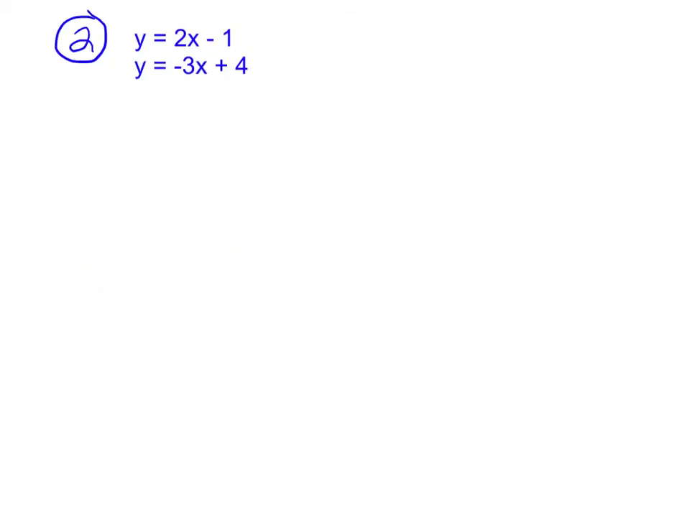Example number 2. y equals 2x minus 1 and y equals negative 3x plus 4. Let's first find our m and b. Since these are both in slope-intercept form, our m in the first equation is 2, so we're going to do 2 over 1. Our b, our y-intercept, is negative 1. Our second equation has m equals negative 3 over 1, which means it goes downhill, and our b is 4. So now we graph.